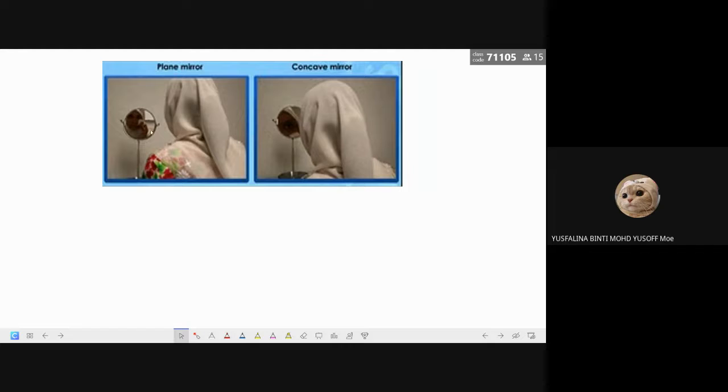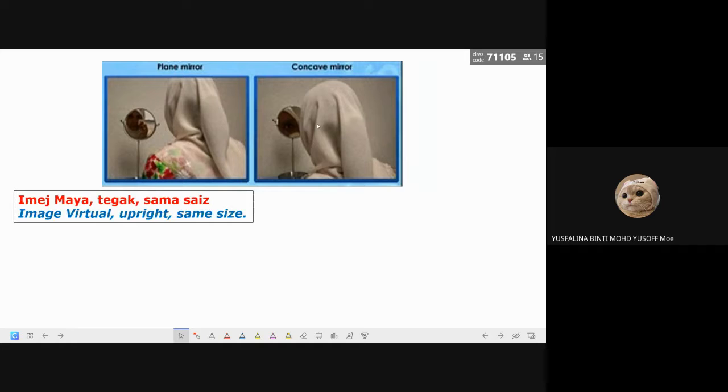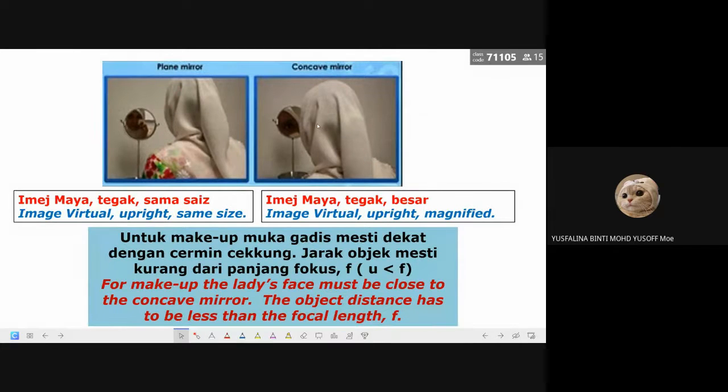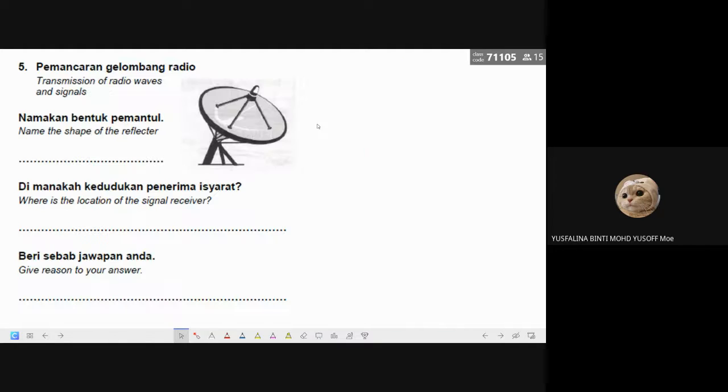This is the difference between the plane mirror and the concave mirror. If you use a plane mirror, the image formed is smaller. If it is a concave mirror, the image is magnified. So for makeup, the lady's face must be close to the concave mirror, so the object distance has to be less than the focal length.